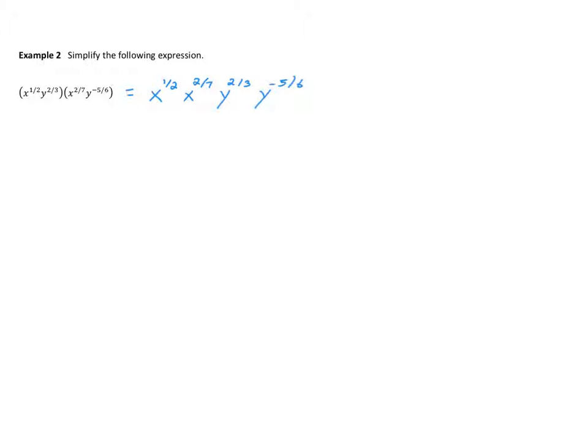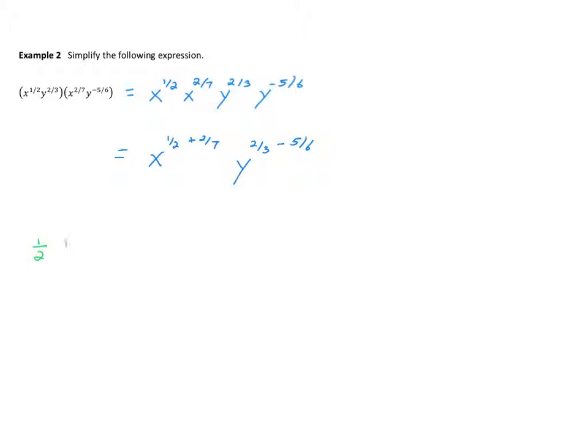I'm doing this because the bases here are the same and the bases here are the same. And we have a rule that says if the bases are the same, we can add the exponents together. The only difference is here we're going to add fractions. This becomes x to the 1/2 plus 2/7. And for the y's, it's y to the 2/3 plus a negative 5/6. The last thing to do would be to simplify our answers by adding 1/2 and 2/7 and then taking 2/3 and subtracting 5/6. So I'm just going to do that part separately.